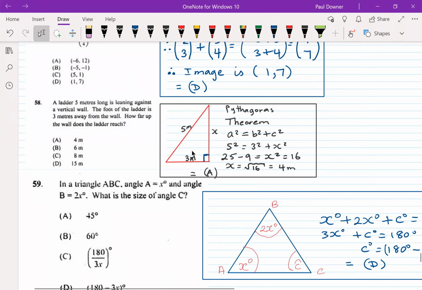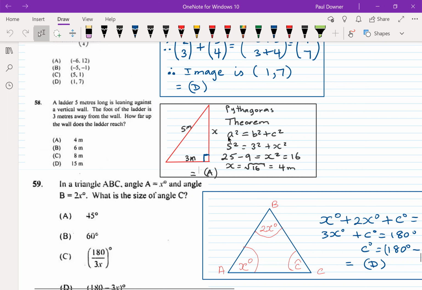So let's see what that is. In this case, the hypotenuse here is 5. So that's 5 squared. And the other 2 sides, one is 3 and one is x. So the hypotenuse squared is equal to the sum of the squares of the other 2 sides, one being 3 meters and the one unknown, x. So you write down your formula. Always write it down with that in mind.